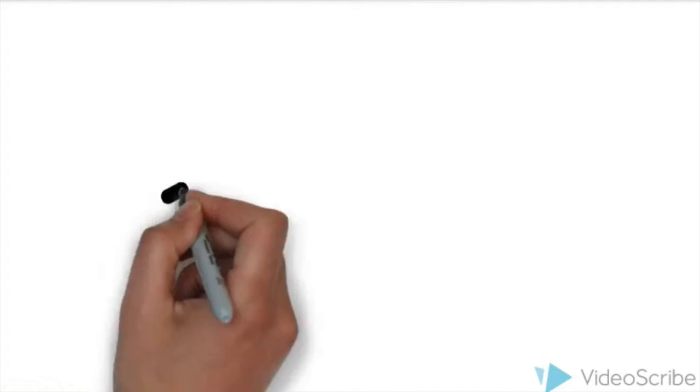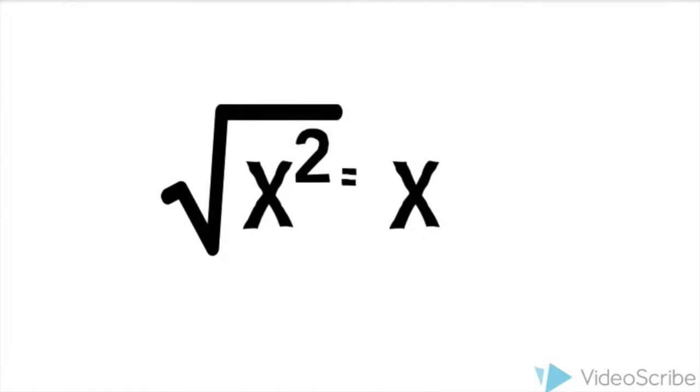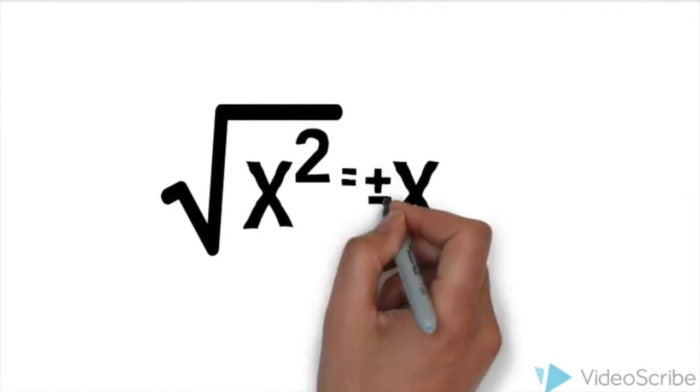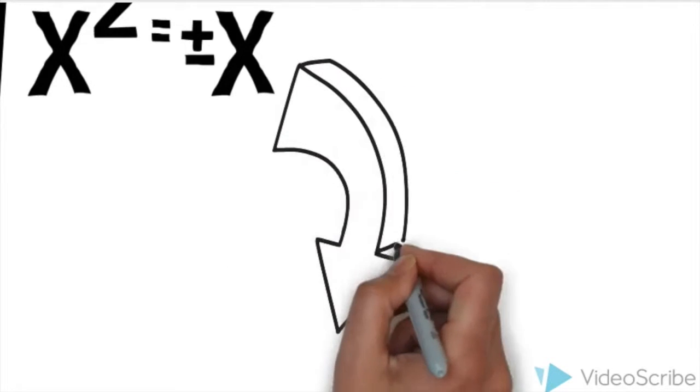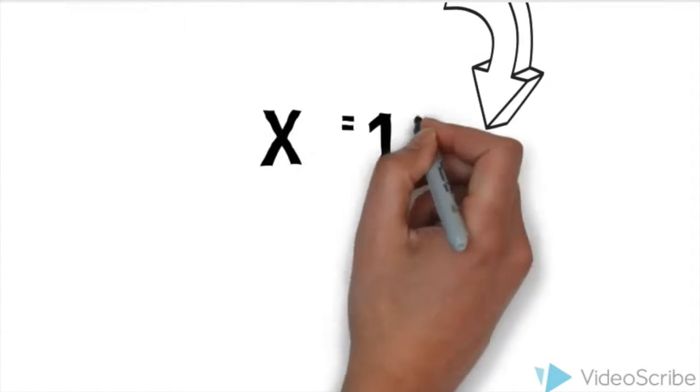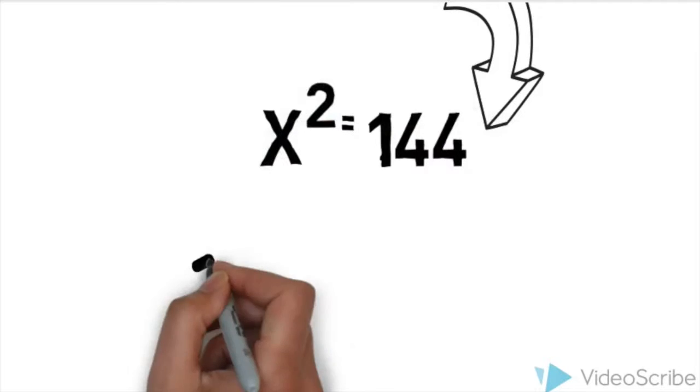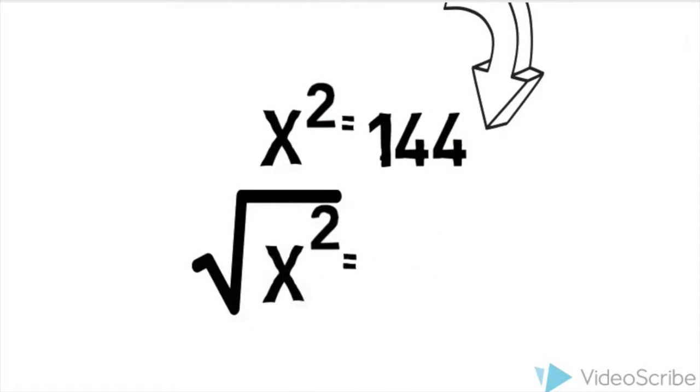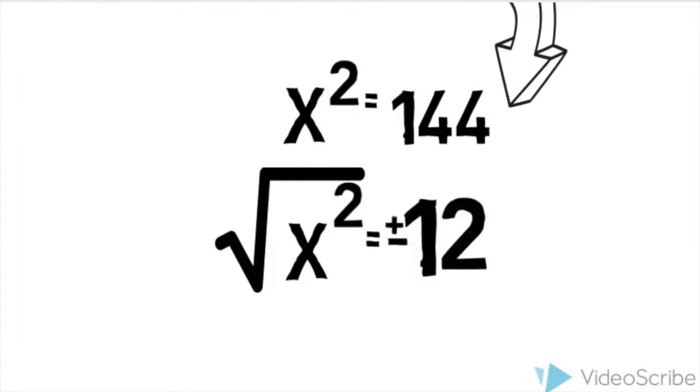Let's go! The first thing we need to discuss is the square root property. Basically, the square root of x squared is equal to plus minus x. Therefore, if x squared equals 144, then the square root of x squared will be plus minus 12. This is really easy to remember but can get kind of confusing when variables are involved.